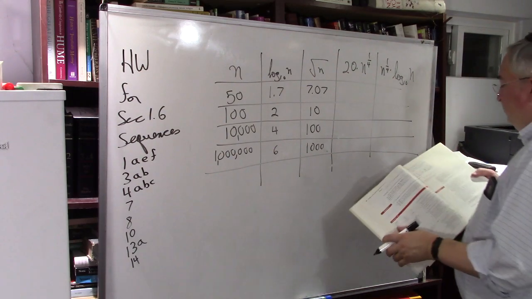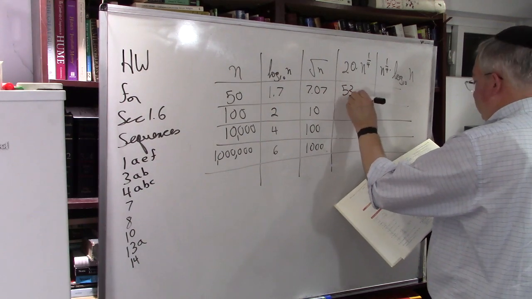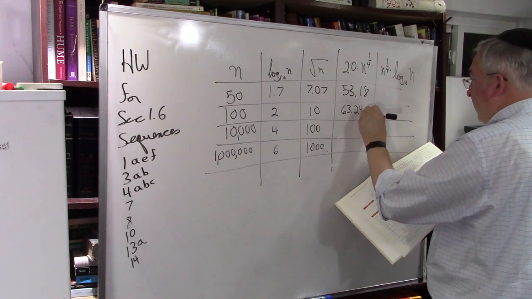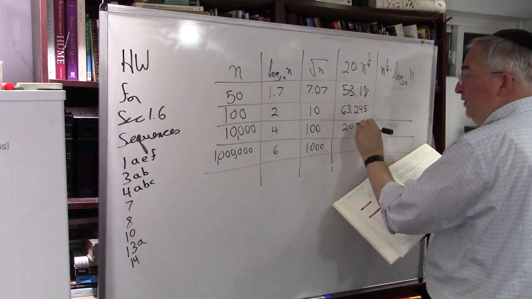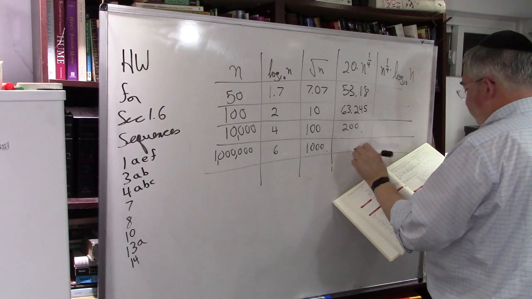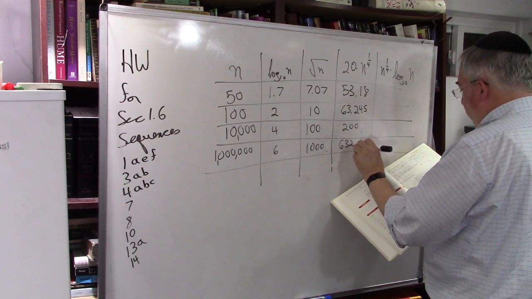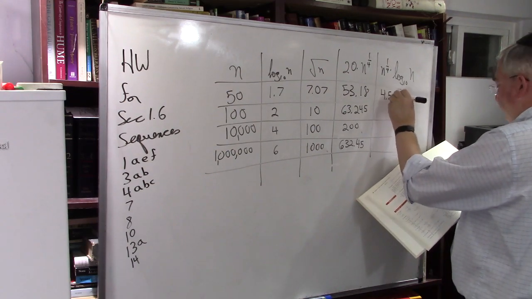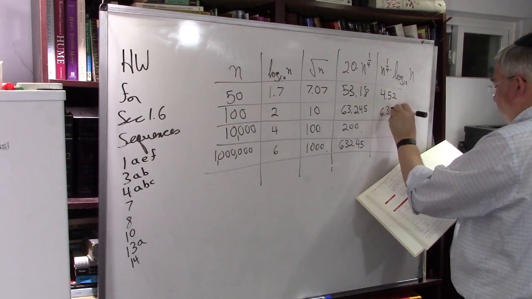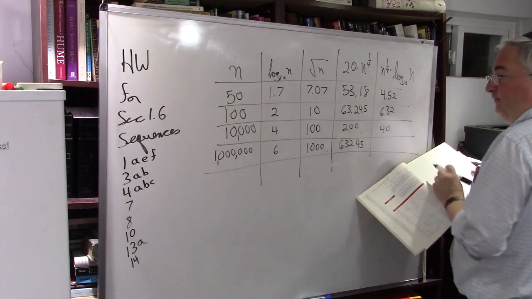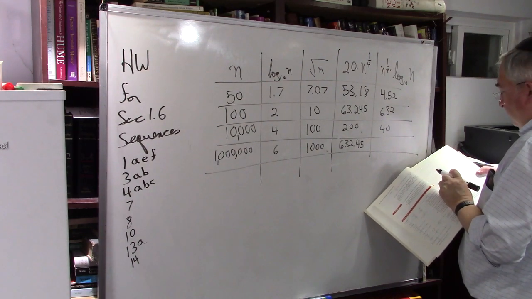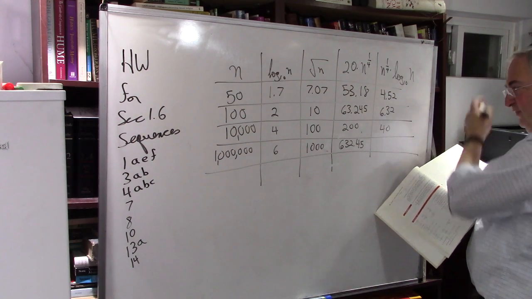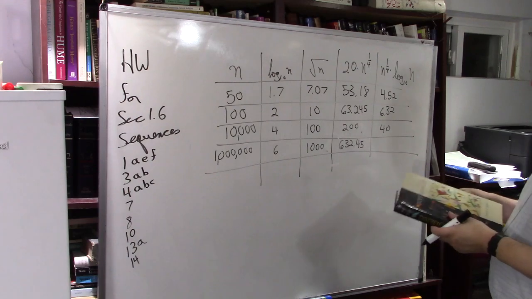Next, this is 53.18. This is 63.245. This is 200. This is 632.45. This is 4.52. This is 6.32. This is 40. I bet you we can calculate that. Yeah, let's do it. Ready? Let's see if we can calculate this.